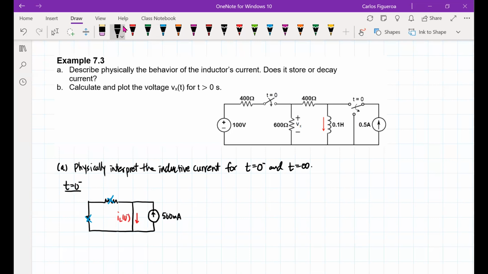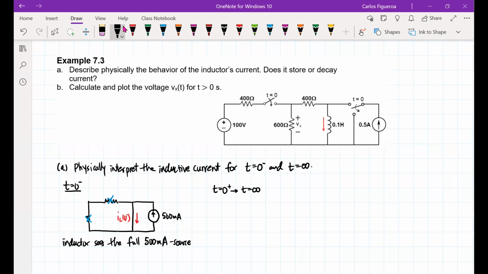And what you're seeing here is that the inductor sees the full 500 milliamp source, so its current is automatically 500 milliamps. So now what happens at t equal to infinity? At t equal to 0 plus, that turns into t equal to infinity.